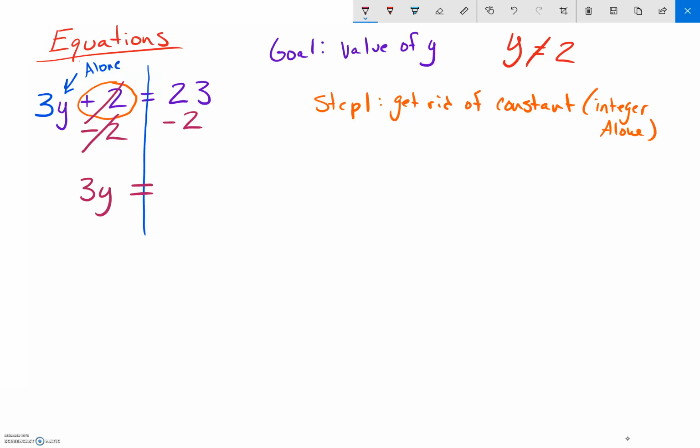Bring your equal sign down. 23 minus 2 is 21. Now we have a new equivalent equation. It just says 3 times some number is 21. Now you can probably guess the number. If you can't, we do step 2, and that is get rid of the coefficient.